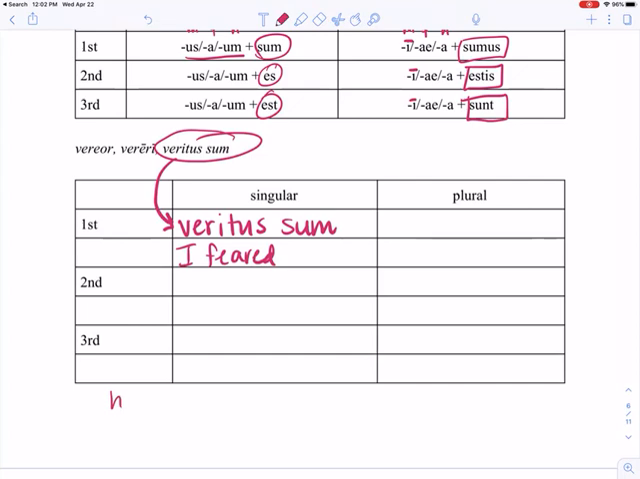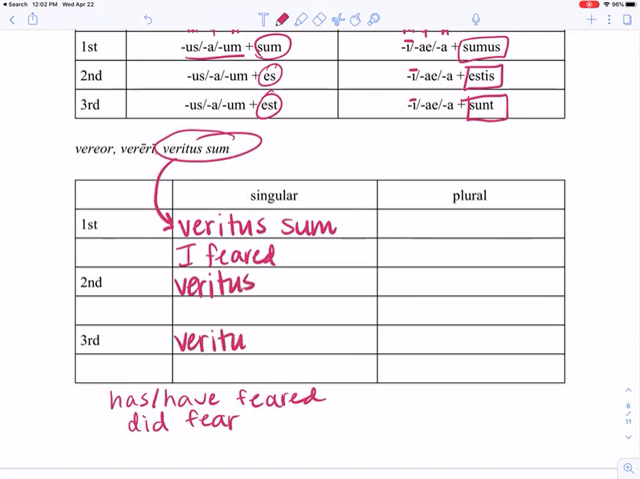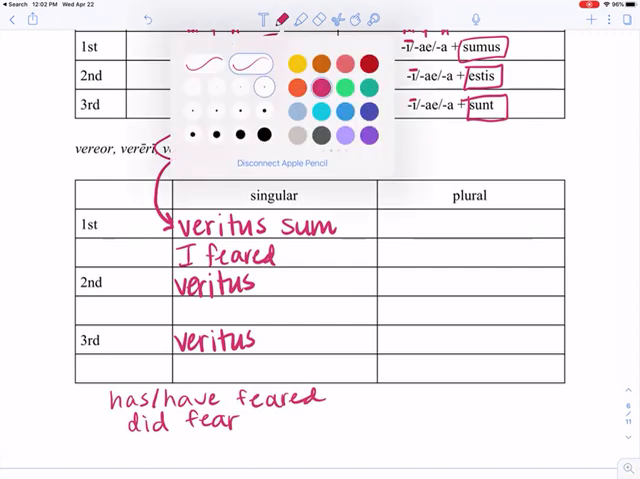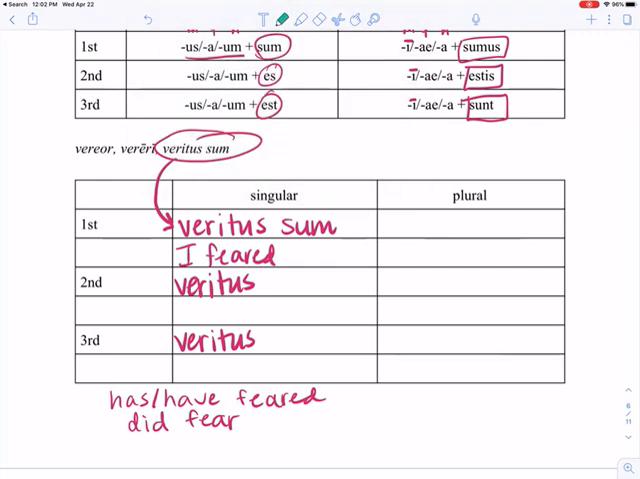You can also say has or have feared, or did fear. Okay, all right. So I'm going to take veritus. That's going to be my fourth principal part, but it's my form of sum that changes. So for second singular we're keeping veritus, but then we're going to have s, and so this is you feared.